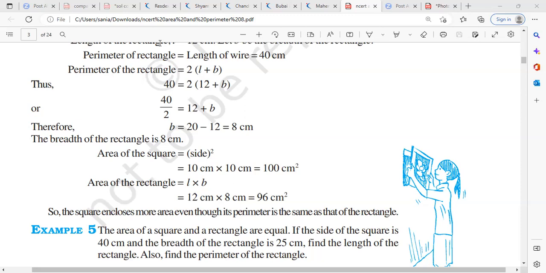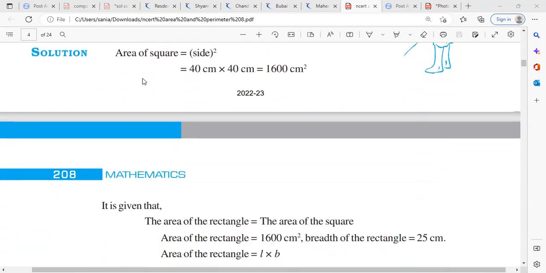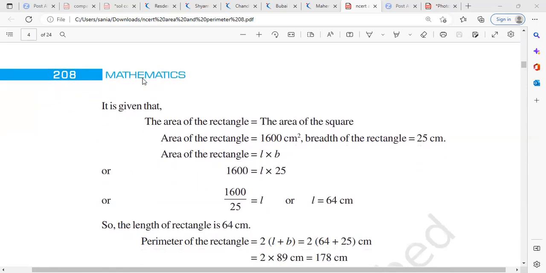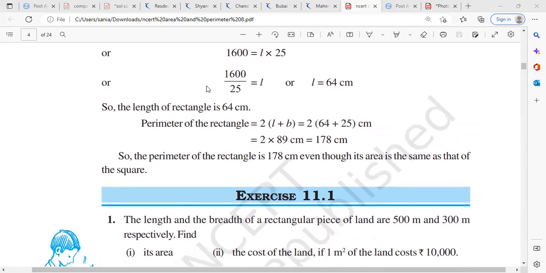Ma'am, done. Okay. What did you get? Ma'am, I got 178 centimeters. Okay, very good. Okay. So, from the next line, next class.